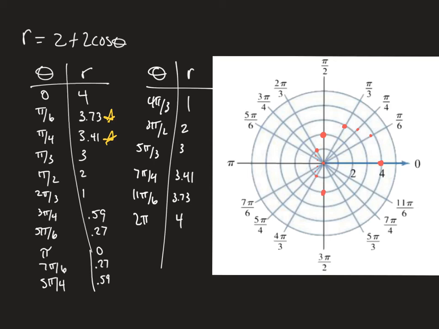At 5 pi over 3, we're at 1, 2, 3. At 7 pi over 4, we're going to be at 3.41, so roughly there-ish. At 11 pi over 6, we're going to be at 3.73. I apologize. And then at 2 pi, we are back to 4, right? So we're back to where we started. So then we just kind of make our shape. And again, remember, your graphing calculator is going to give you the shape that you kind of need to look at.